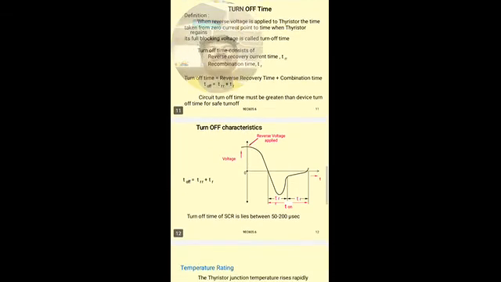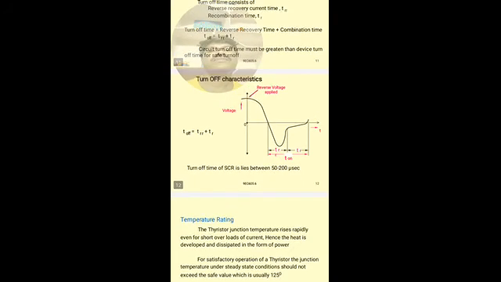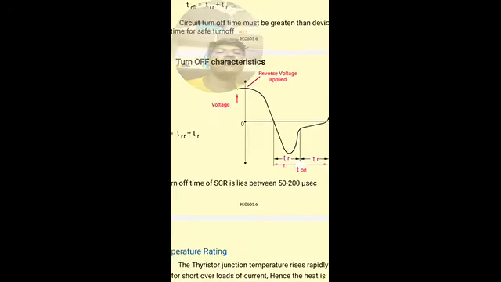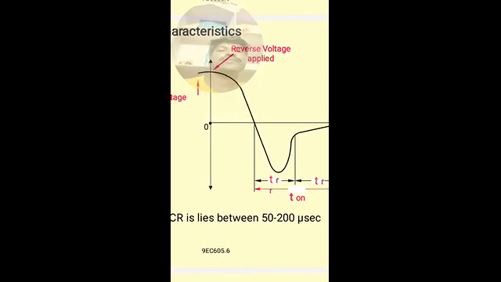Turn off characteristics: these are the turn off characteristics.